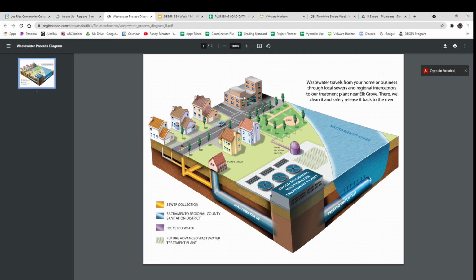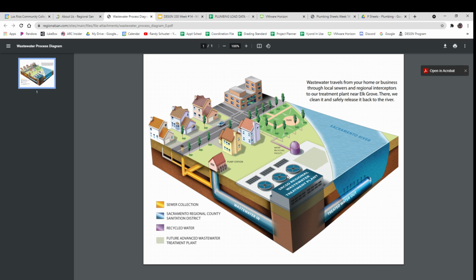Houses and buildings have sanitary drain that goes down and collects in a main sanitary drain line, and it goes to what's called a pumping station. And that pumping station adds pressure so they can put it into the gigantic pipes that lead to, these are like 60-inch pipes, up to 60-inch pipes that go to the wastewater treatment plant, SAC Regional Wastewater Treatment Plant.